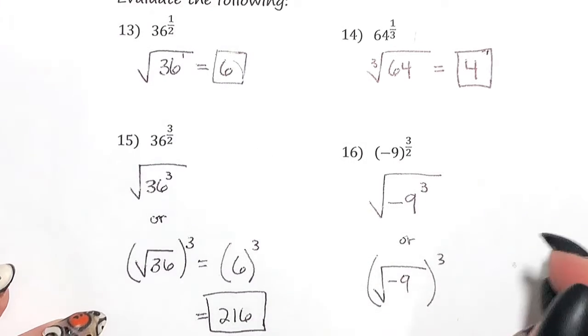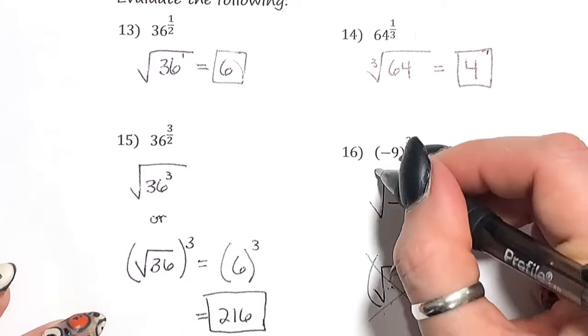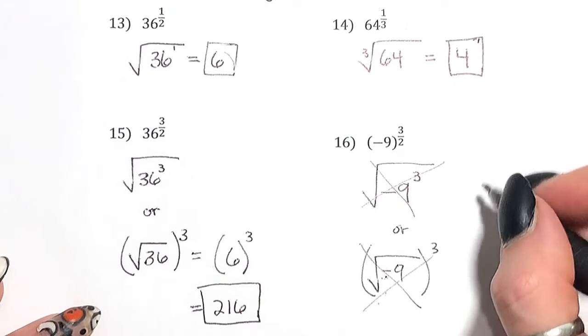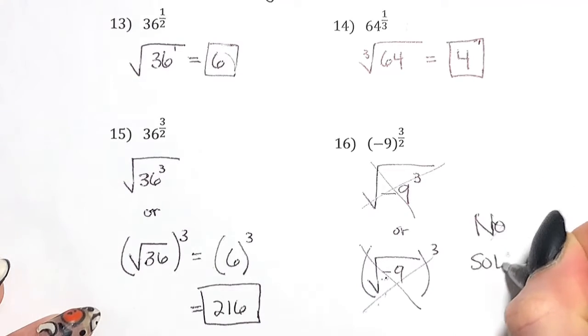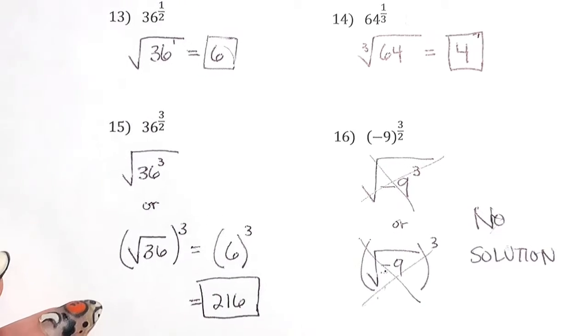So just a reminder though, are we allowed to do square roots with negatives? No, we are not. So the answer to this one does not exist, or it's an imaginary number. So we're just going to write no solution on this one. You can't take a square root of a negative number. So kind of a trick question there.